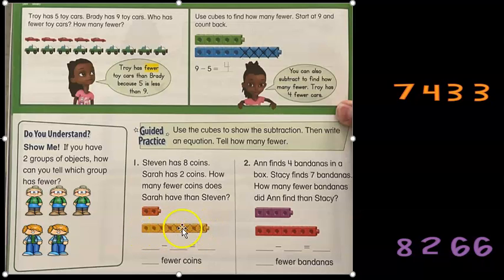So look right here. These 8 cubes, these yellow ones, they put them together. This has 8. Now let's keep reading. It says here, Sarah has 2 coins. How many coins does Sarah have? 2. And look, they use the orange cubes 2 to represent the coins. Now it's asking us, how many fewer coins does Sarah have than Stephen? Okay, look. First thing we have to do is put in the numbers here.